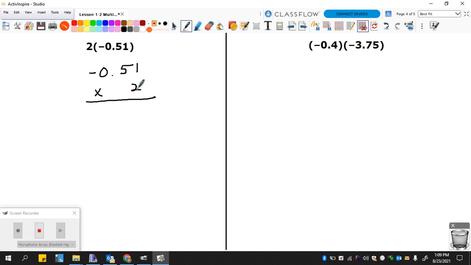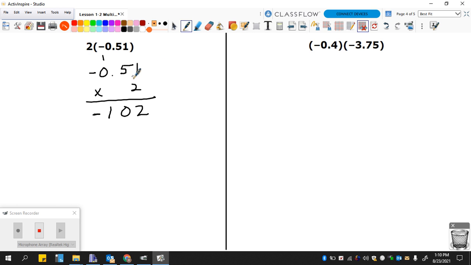Let's ignore the decimal point right now. 2 times 1 is 2. 2 times 5 is 10. Carry the 1. 2 times 0 is 0, plus 1 is 1. And it's a negative. We have one negative here, so that's going to be a negative.